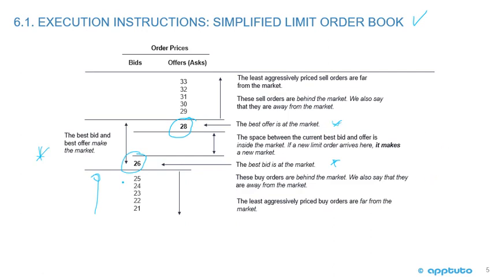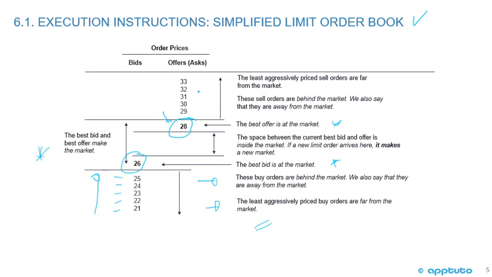And then you can see lining up behind the best bid are some orders to buy at 25, 24, 23, 22, 21. The prices are going to descend down from the best bid. Okay, and so you can see here these buy orders are behind the market. We also say that they are away from the market. And back here, the least aggressively priced buy orders are far from the market. Then on the offer side, the ask side is just the opposite. The best offer is at the market, that's at 28, and the orders are going to line up behind that at higher prices, 29, 30.